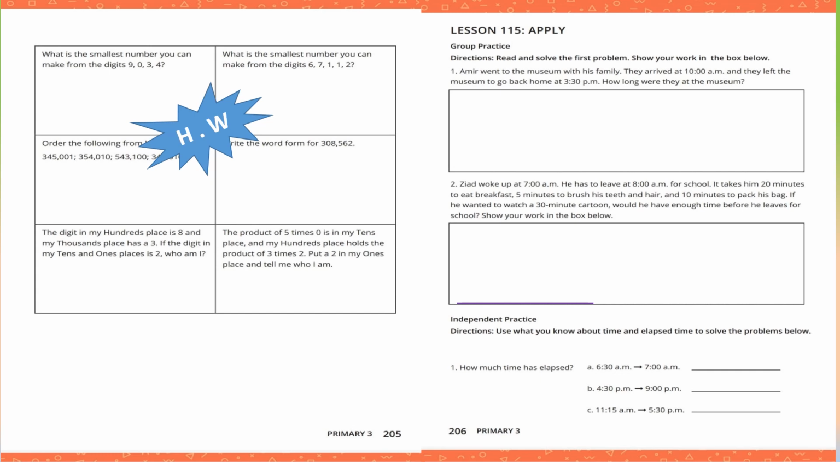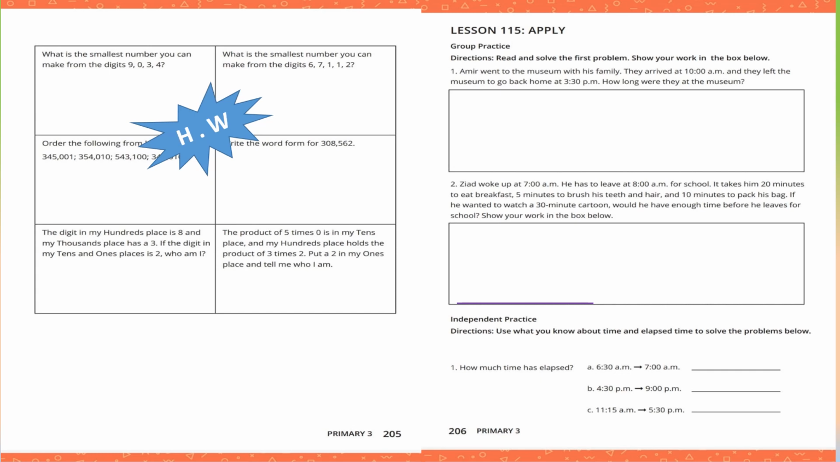Then page number 206, Lesson 115. Directions: read and solve the first problem. Do your work in the box below. Number 1. Amir went to the museum with his family. They arrived at 10 a.m. and they left the museum to go back home at 3:30 p.m. How long were they at the museum?